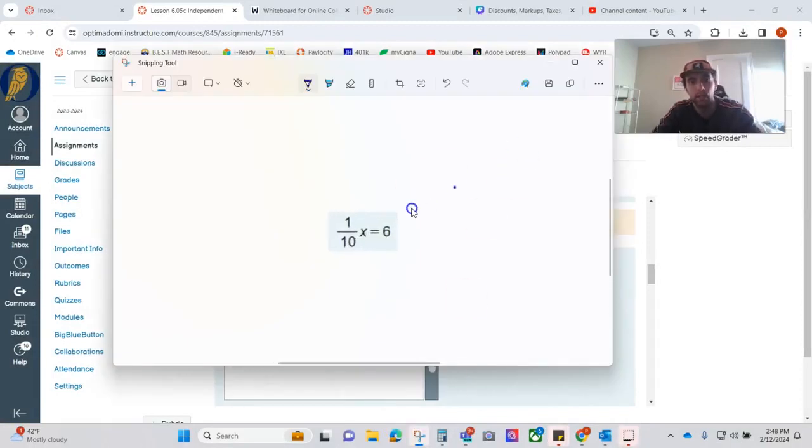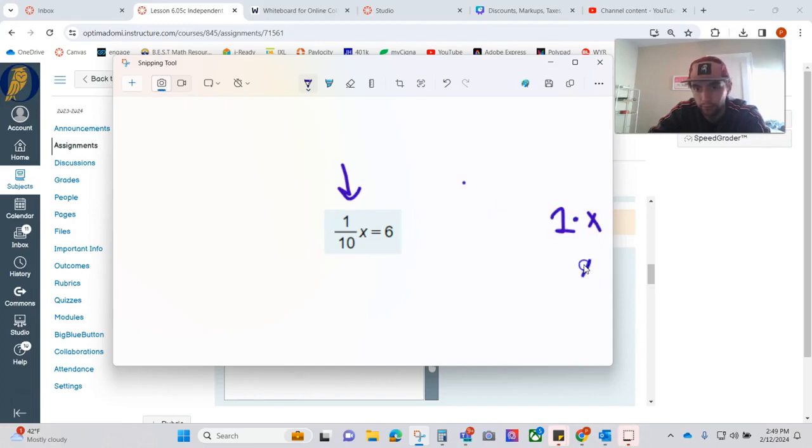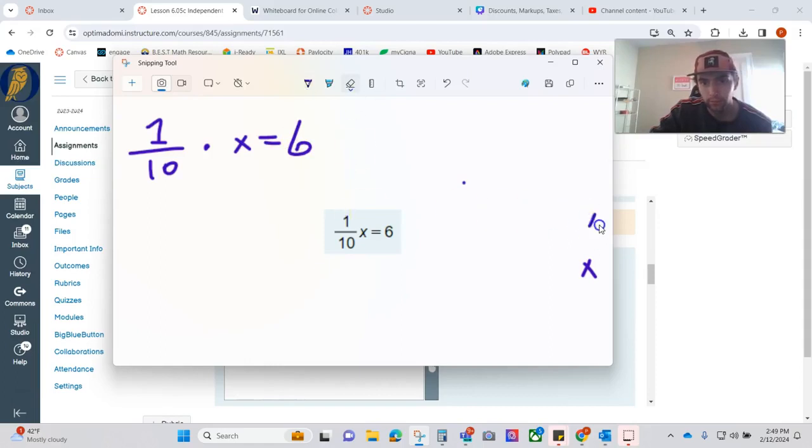Booyah. Another opportunity. All right, so I want to get this number to be 1, because 1 times anything is just itself, making this number disappear. I want this number gone. I want it out of here. 1 on top of 10 times something equals 6.